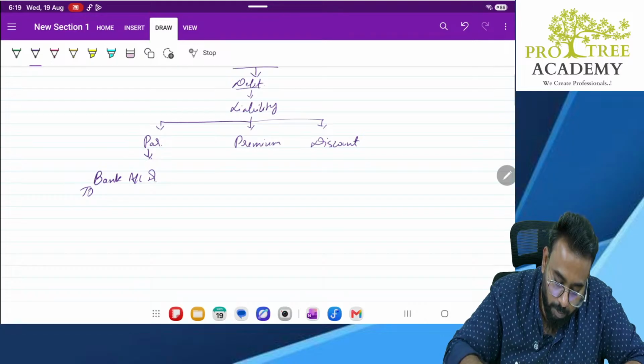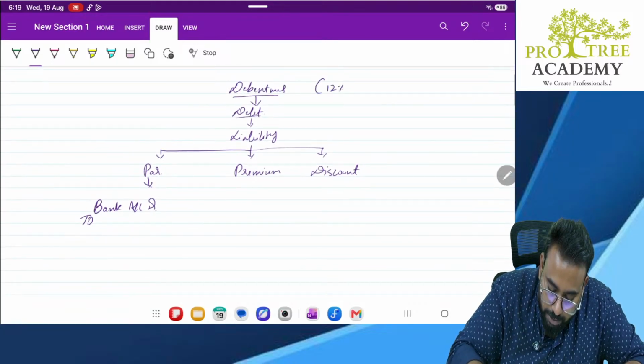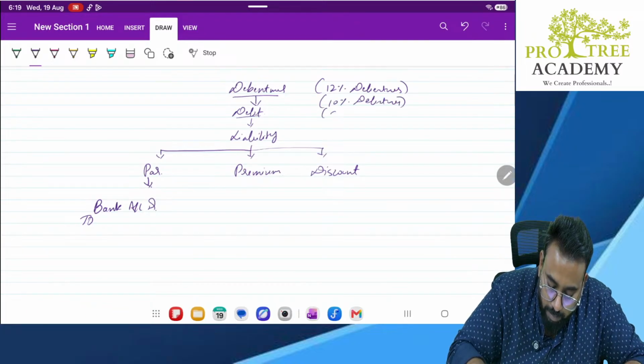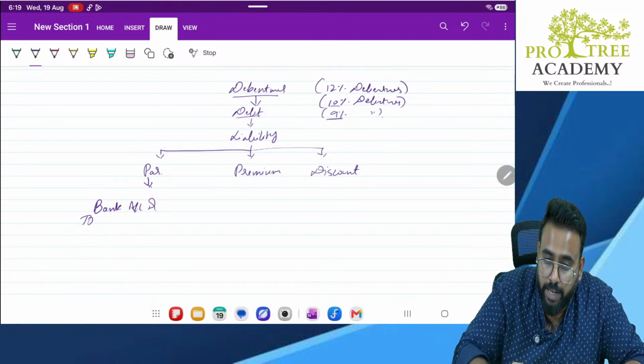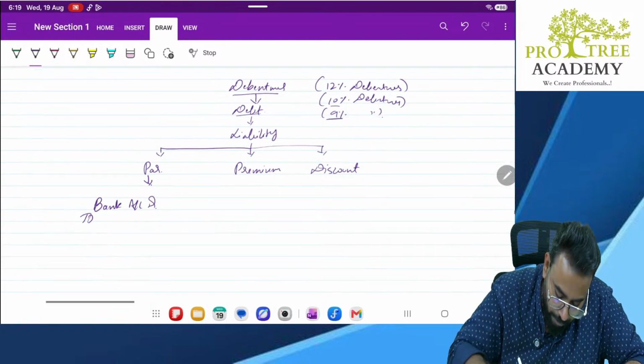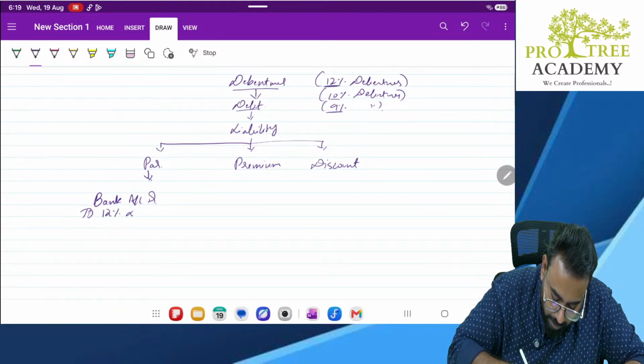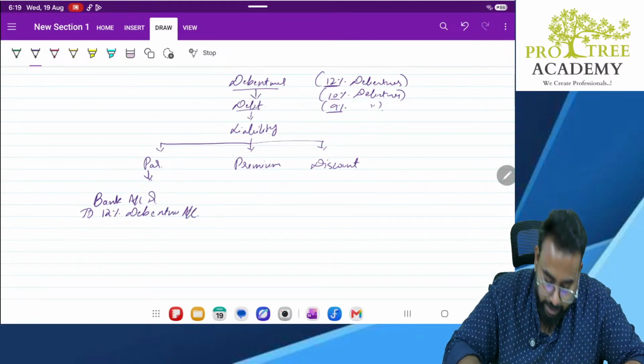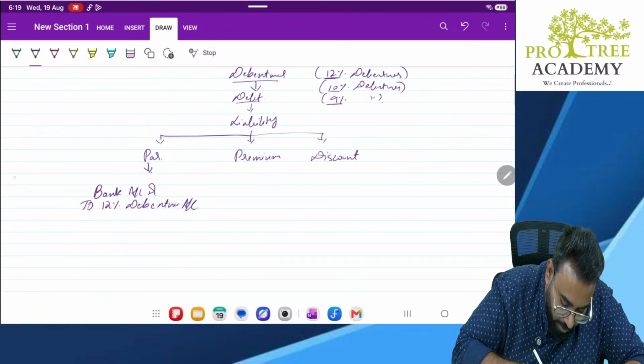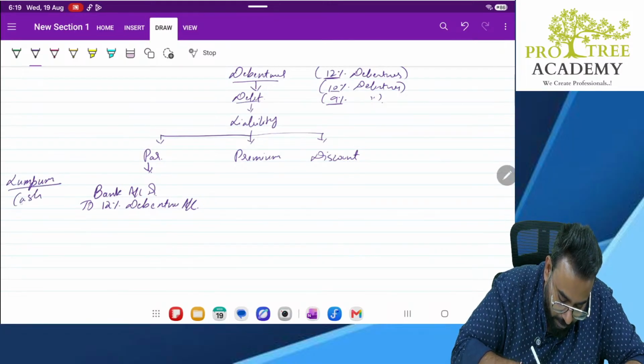Debentures will always be like this: 12% debentures, or 10% debentures, or 9% debentures. This percentage is nothing but the rate of interest which we have agreed to pay to the debenture holders. So for example, if we take 12% debentures, the entry will be to 12% debentures account. This is the entry when you are issuing debentures for lump sum and for cash.